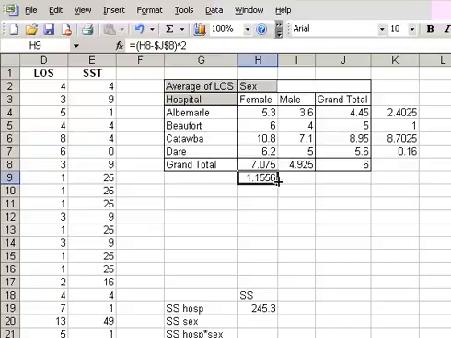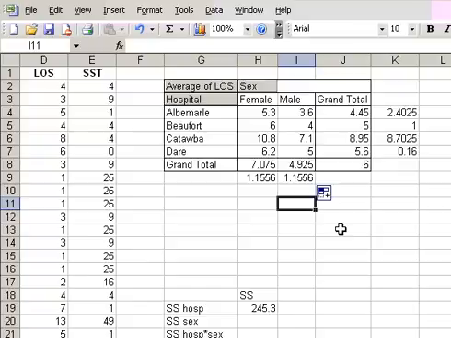and then drag this to the right, and we get the squared difference between the mean for males and the grand mean. It may be noted that both of these values are exactly the same, which is always to be expected if there are only two levels of a given variable.